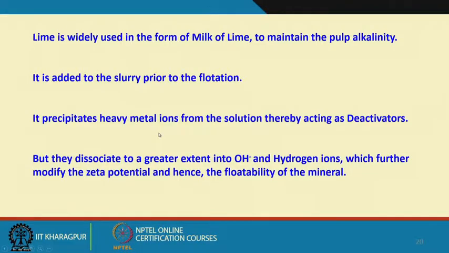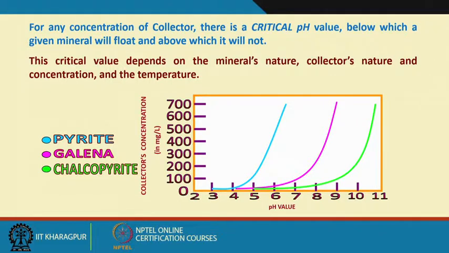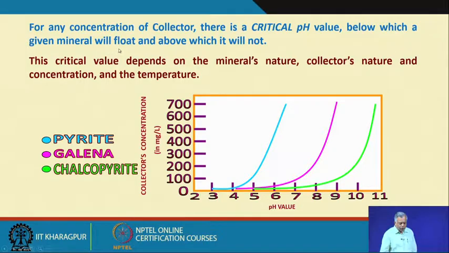It precipitates heavy metal ions from the solution, thereby acting as deactivators, but they dissociate to a greater extent into hydroxyl and hydrogen ions, which further modify the zeta potential and hence the floatability of the mineral. These are all complex things, I am not going into the detail of these mechanisms. For any concentration of collector, there is a critical pH value, below which a given mineral will float and above which it will not. This critical value depends on the mineral's nature, the collector's nature and concentration, and the temperature as well.